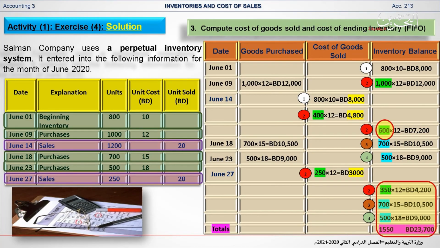The final step is to find the total of cost of goods sold by adding the cost of goods sold on 14th and 27th June for the total of 1,450 units sold. That is 8,000 plus 4,800 plus 3,000, which equals 15,800 BD.